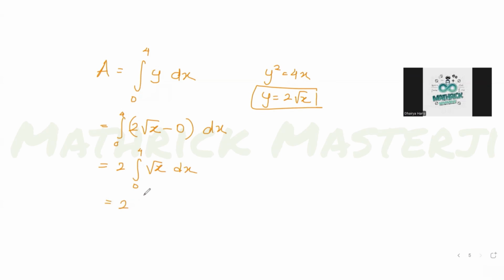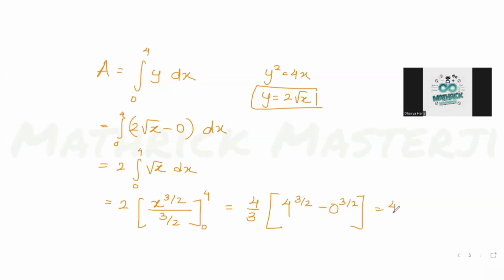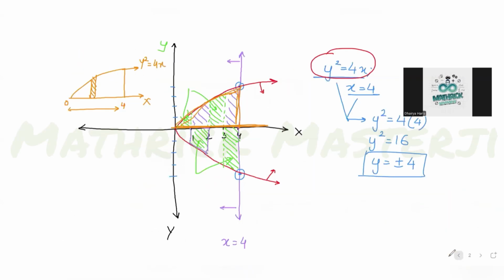So that leaves me with 2. x raised to half will become x raised to 3 over 2 over 3 over 2, from 0 to 4. So I get 4 over 3, 4 raised to 3 over 2 minus 0 raised to 3 over 2. 4 raised to 3 over 2 means square root of 4, which is 2. 2 cubed is 8. That leaves me with 32 over 3. 32 over 3 square units is my area for the question that is asked to us here.